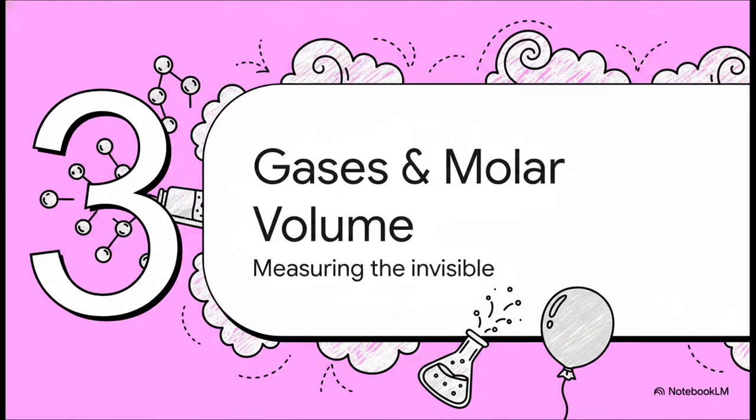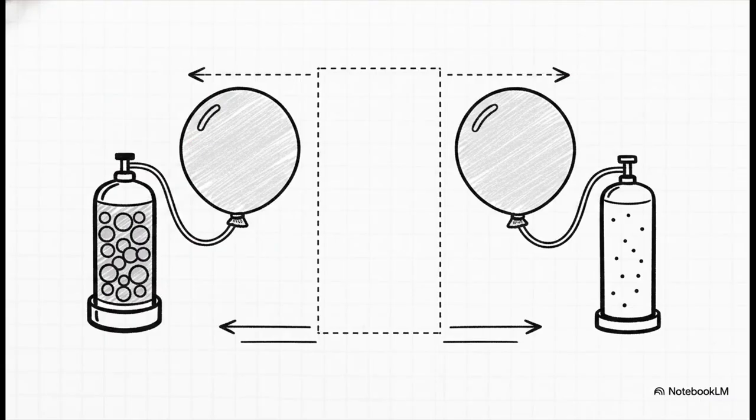Section 3. Gases and molar volume. Measuring the invisible spaces. But hey, what happens when we aren't dealing with neat little powders and liquids that we can just plop onto a scale? Measuring the mass of a floating, invisible gas is definitely a bit trickier. Thankfully, gases play by very strict rules when it comes to volume.